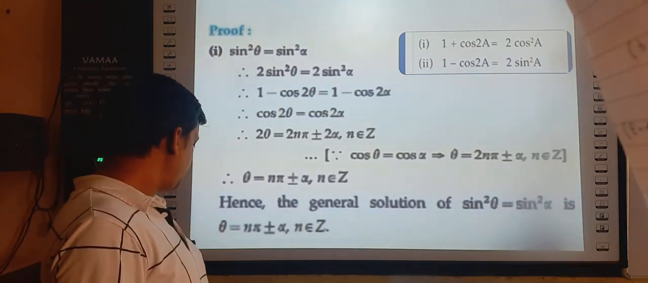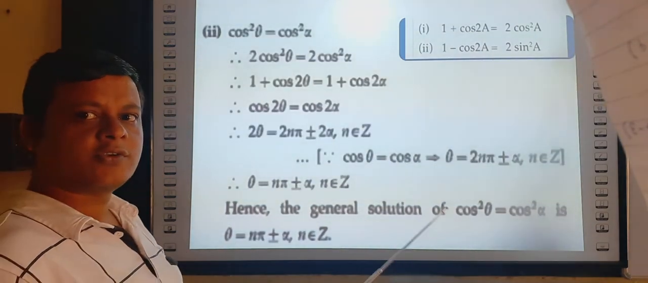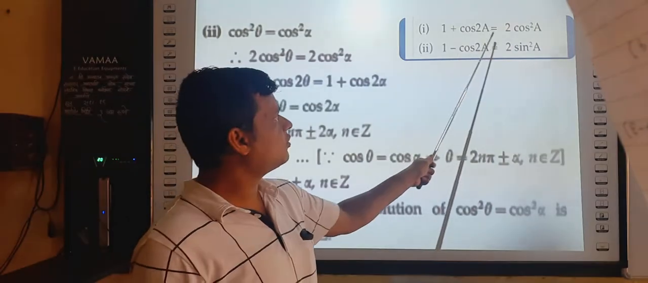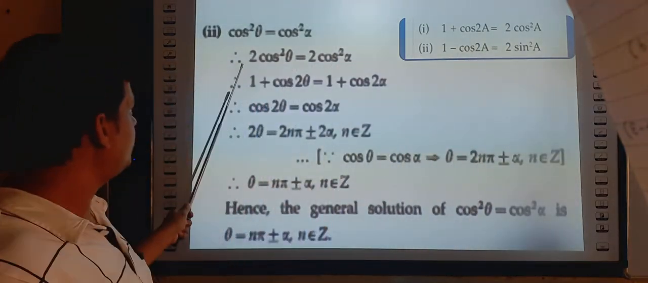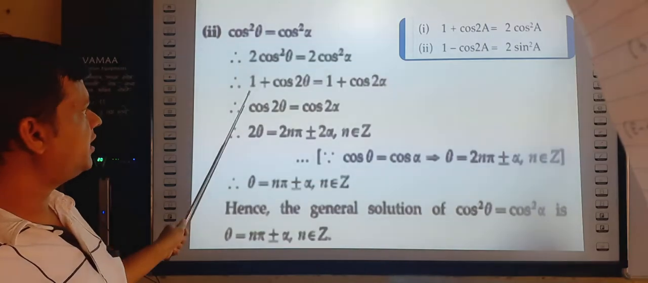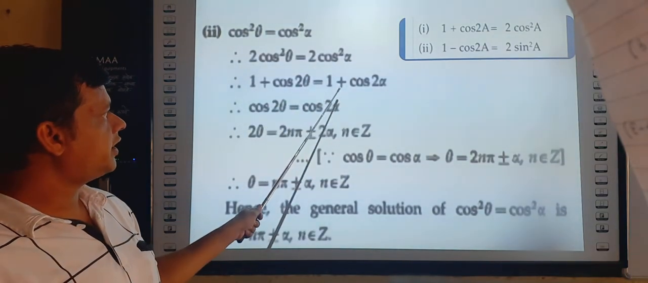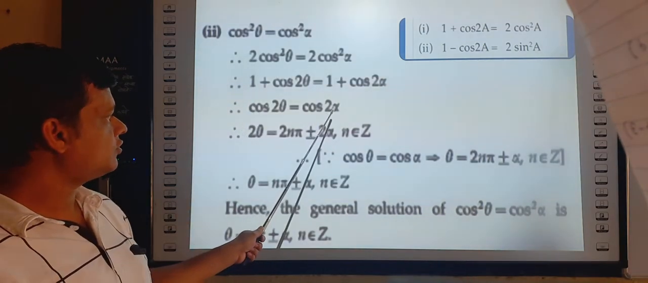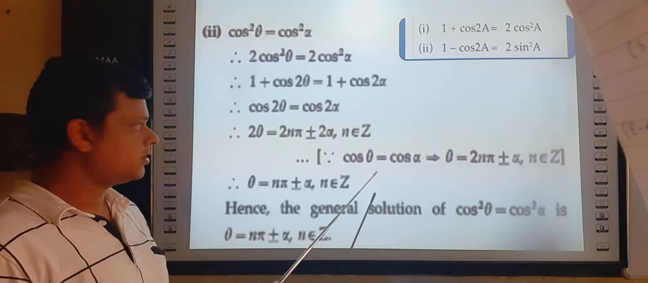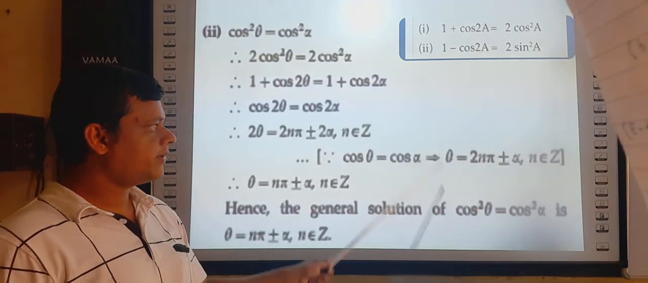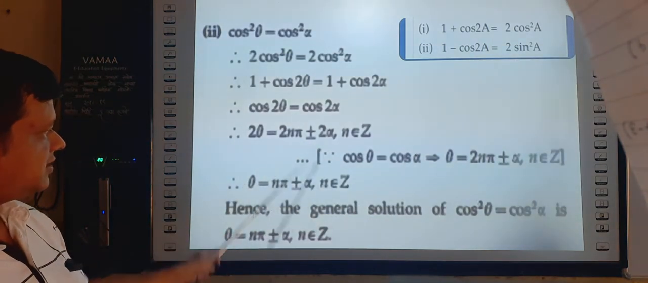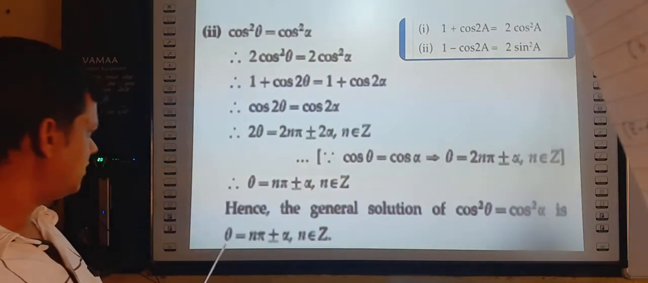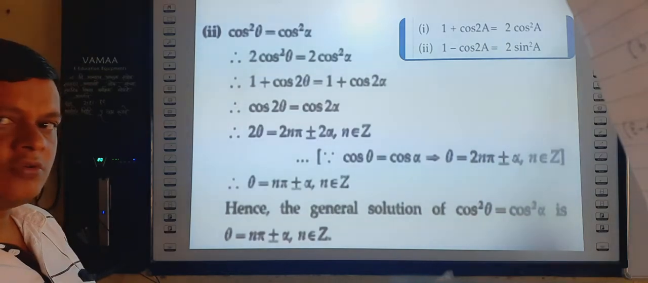Same way we can prove for cos square theta equals to cos square alpha. Here also we use the formula 1 plus cos 2A equals to 2 cos square A. We multiply both sides by 2. Then 2 cos square theta equals to 1 plus cos 2 theta, and 2 cos square alpha equals to 1 plus cos 2 alpha. So cancelling 1, cos 2 theta equals to cos 2 alpha. We use the same general solution that we used for cos theta equals to cos alpha previously, applying the same method. So we get the general solution of cos square theta equals to cos square alpha is theta equals to n pi plus or minus alpha, n belongs to Z.